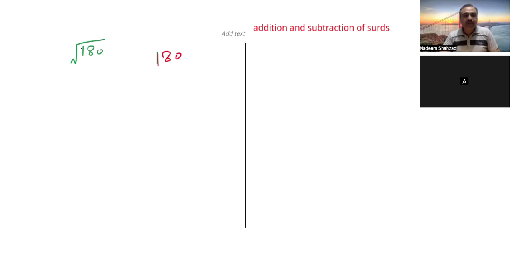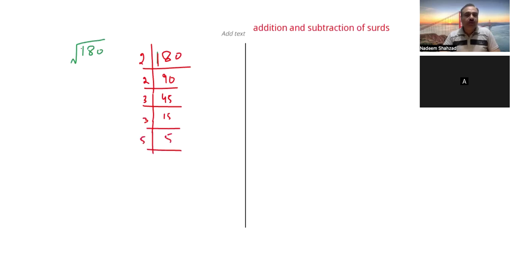You can see here it is an even number, so it will be divisible by 2: 90 times. Then again we can divide by 2: 45 times, and then odd numbers are divisible by 3. So 3 15 times, again 3 5 times, and 5 1 times. First we will focus on which numbers are coming twice. You can see here 2 is coming twice and 3 also is coming twice and 5 is single.